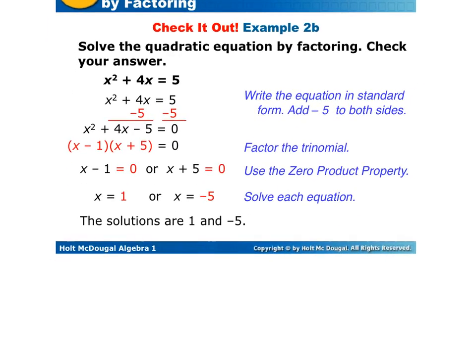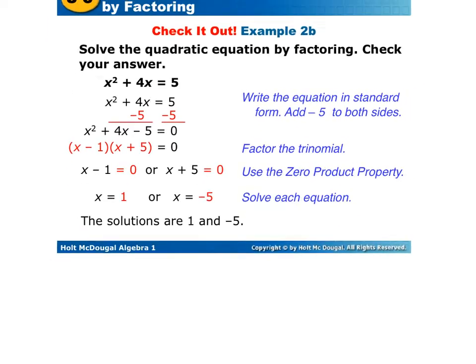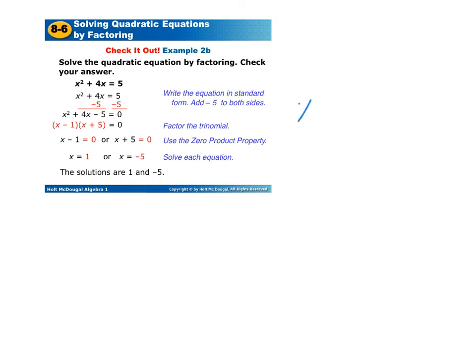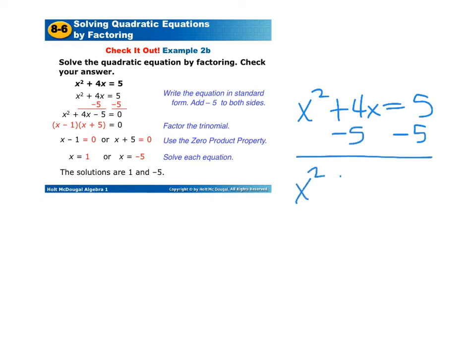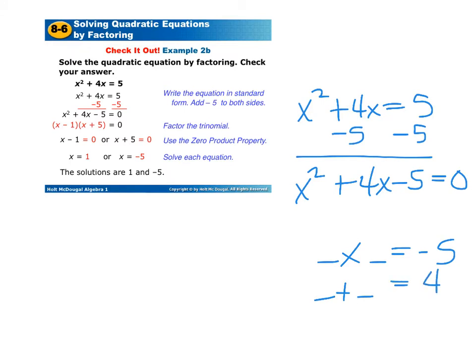This one you have to put in standard form first. So for example, we have x squared plus 4x equals 5. Got to get it in standard form, make it equal 0. And now we're going to look for the 2 numbers that multiply to give negative 5, but who will add to give positive 4. And those 2 factors happen to be negative 1 and positive 5. X minus 1, x plus 5.